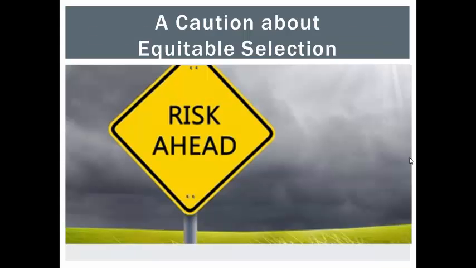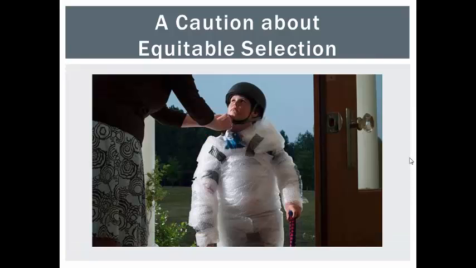Now, there's a flip side to looking at all of the criteria for approval, and especially for this one. There is a risk about equitable selection. Can anybody guess what that might be from this slide? Overprotection of a vulnerable population. I love this picture.